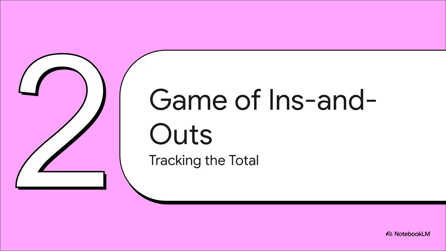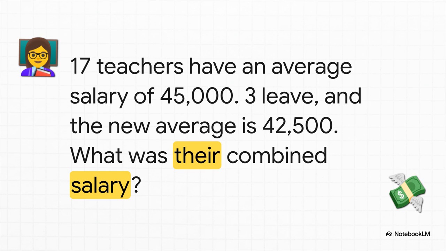All right, let's put this secret weapon to the test. We'll start with what I like to call the game of ins and outs. These are the problems where people join a group or maybe they leave and everything gets jumbled up. Our job is to figure out exactly what changed. Okay, here we go. A classic example. We've got 17 teachers and then 3 of them leave.